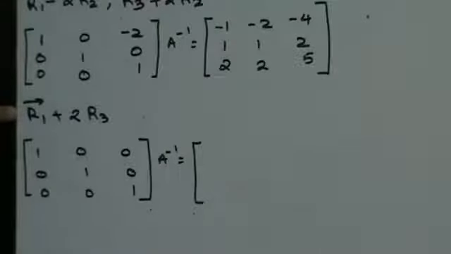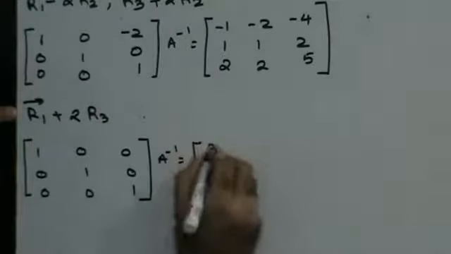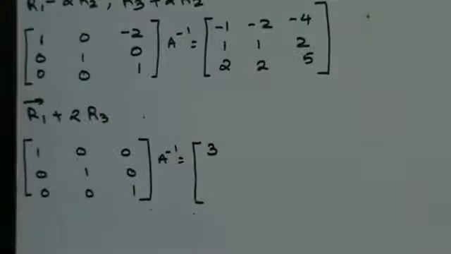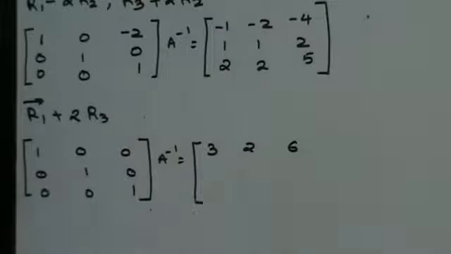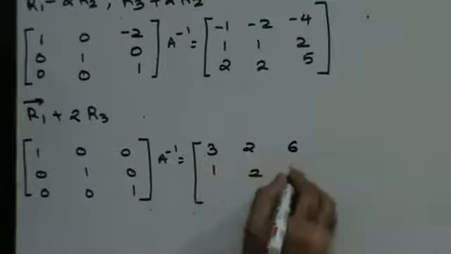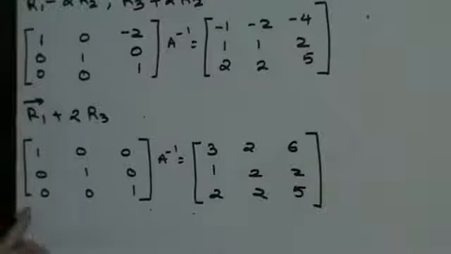Minus 1 plus 4, 3. Then minus 2 plus 4 is plus 2. Minus 4 plus 10 will be 6. Right? 1, 2, 2, 2, 2, 5. But what is this? This is nothing but identity matrix.